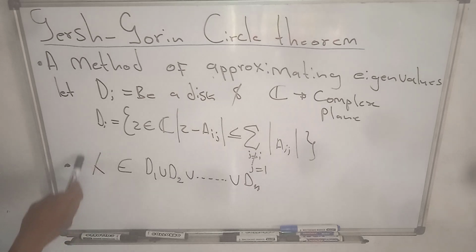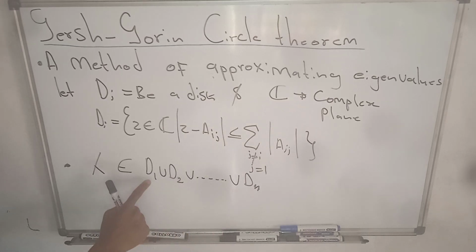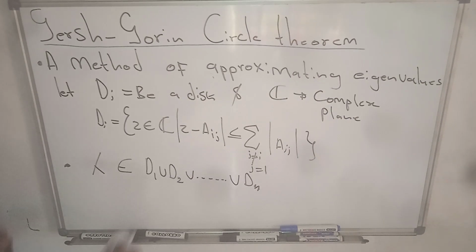And this eigenvalue belongs to the union of these disks, from disk 1, disk 2, all the way to disk n. So let's take an example.